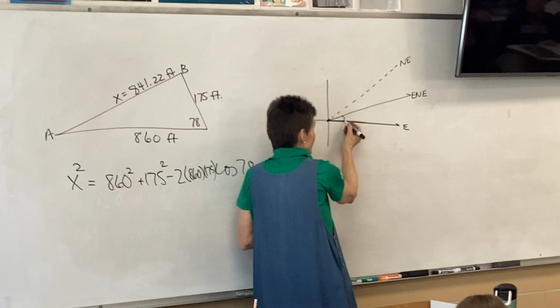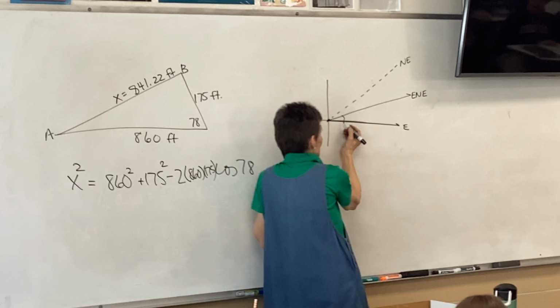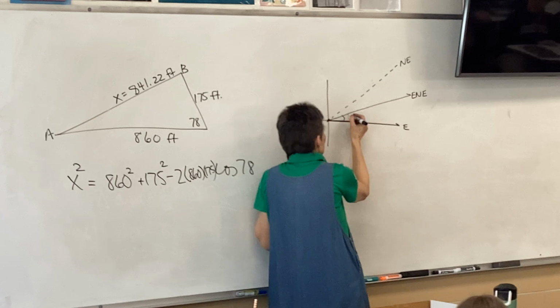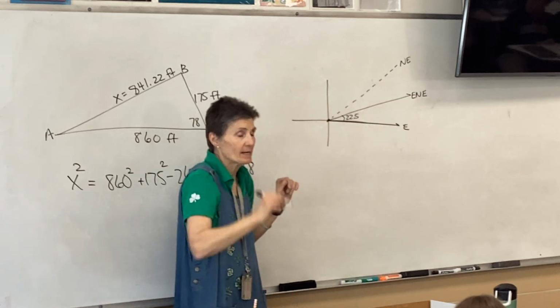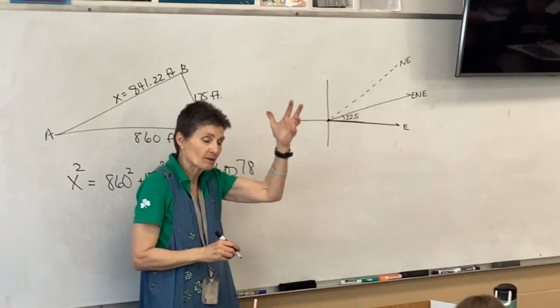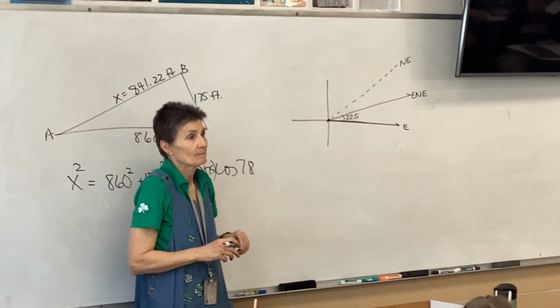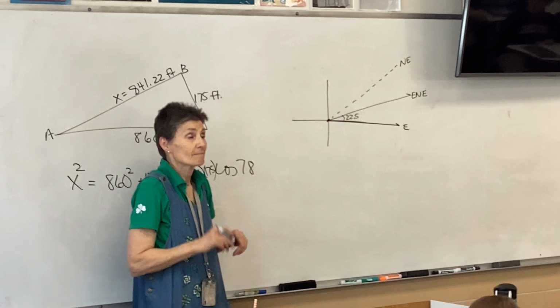That is not 45. Not even close. 30. 22.5. Who said that? Oh, it's 45. Okay, Grace. Tell them how you figured out it's 22.5. It's half of 45 and the whole thing's 90.